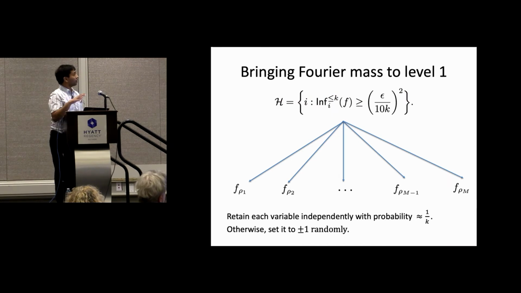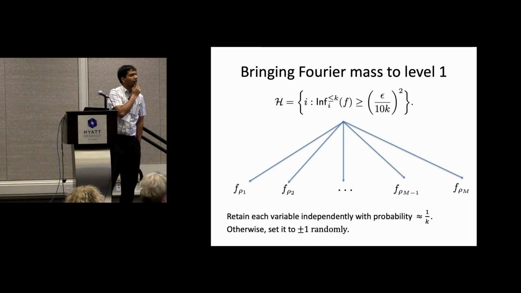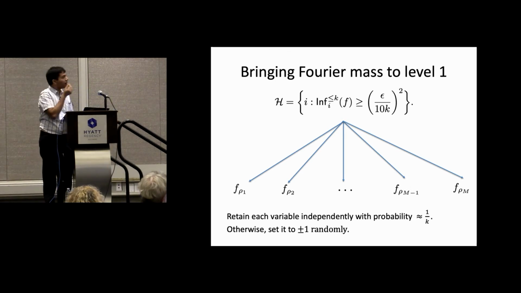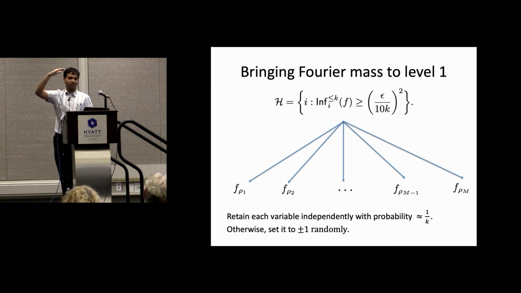Okay, so here is the high-level strategy. I have the function f. The first thing is, what do I know about the set H? I know every variable appearing in H has a decently good, some poly(epsilon/k), degree k influence. First, by this random restriction idea, I will bring down the Fourier mass to level 1.